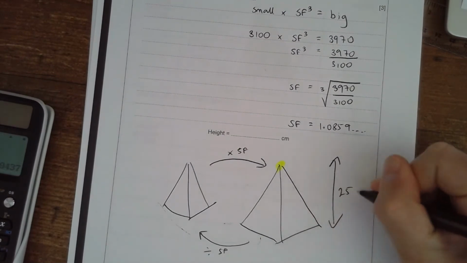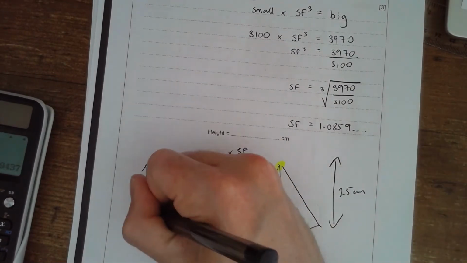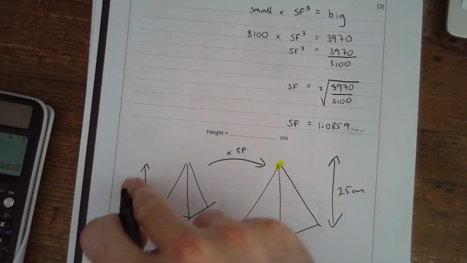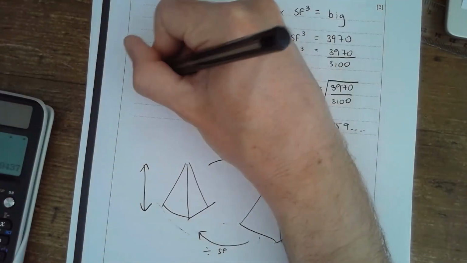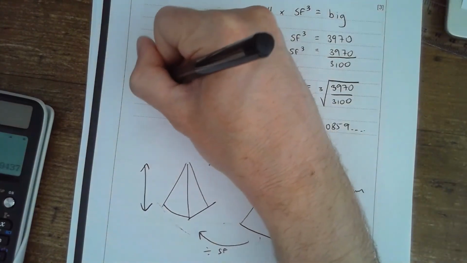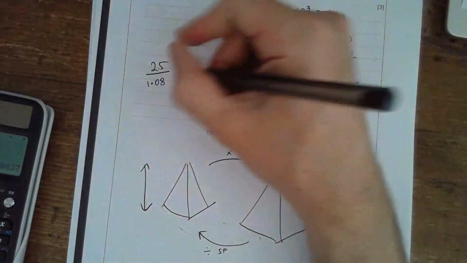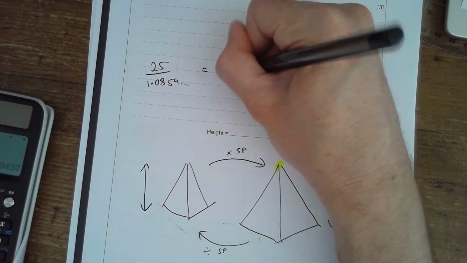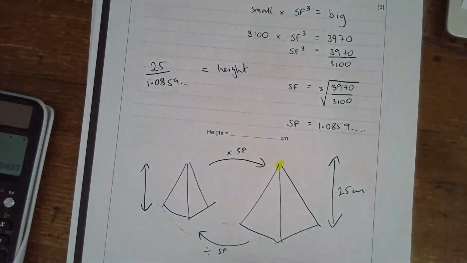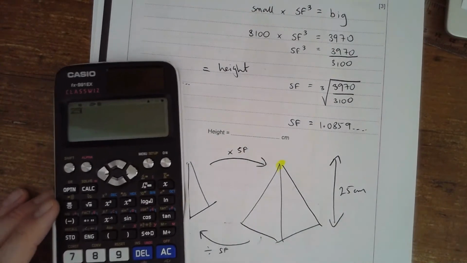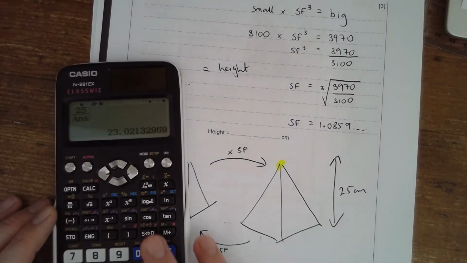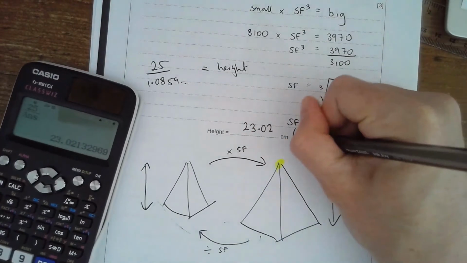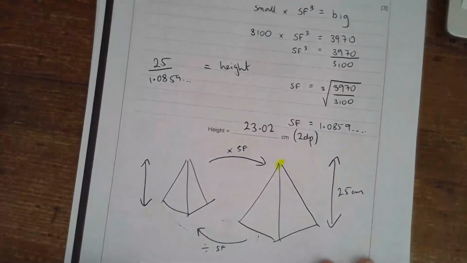So if we know this is 25 centimetres, how do we find the height of the smaller one? Well, we're going to work from this one and come here. So it'll be 25 divided by that scale factor, so divided by 1.0859 and so on, is equal to the height of the smaller one. I put into my calculator 25 divided by ans, and it tells me it's 23.02. That would be to 2 decimal places.